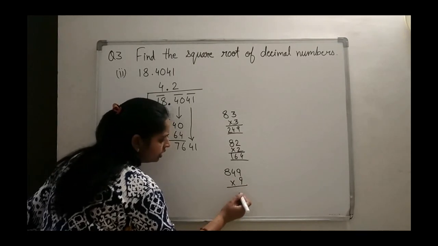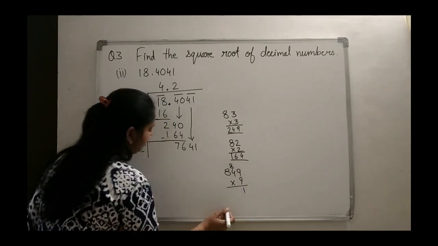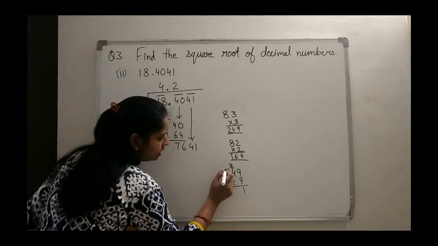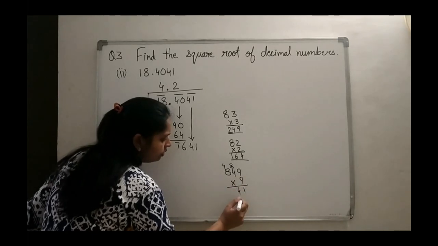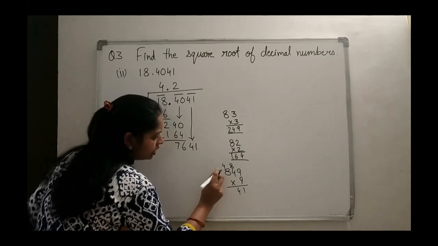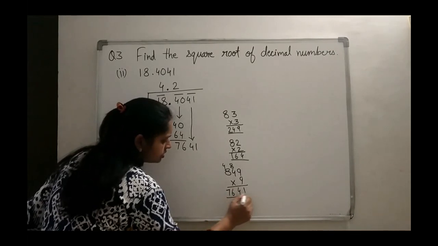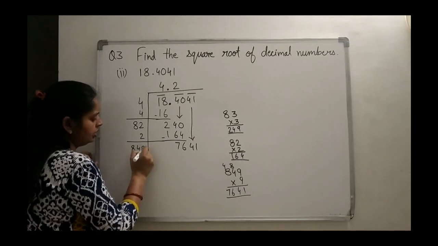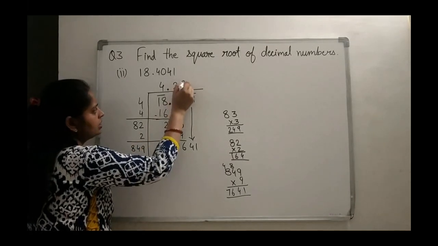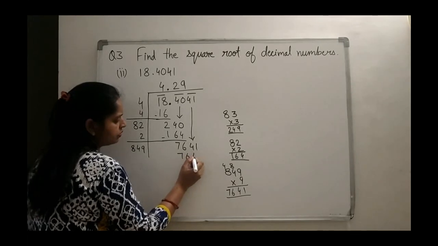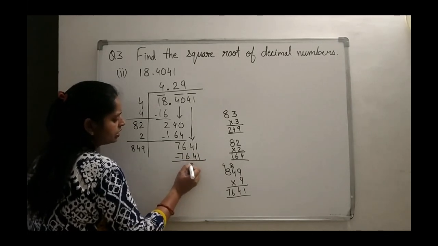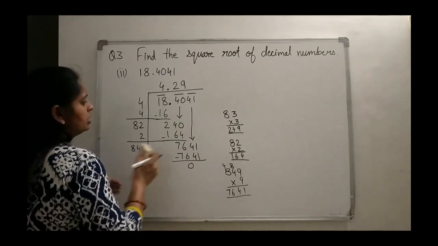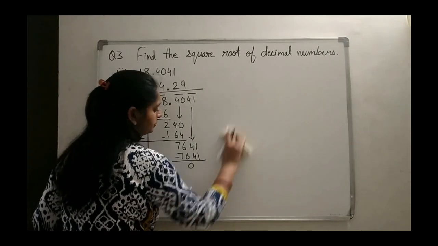Is this working or not? 9 9s is 81 and 9 4s are 36. 36 plus 8 is 44. 8 9s is 72 plus 4 is 76. So I got 7641. So what number are we getting here? 9. 849 into 9 is how much? 7641. Again when we subtract, this will come 0. The next pair I am not having, so I am done with the divisions. So what is the answer for the square root of this?